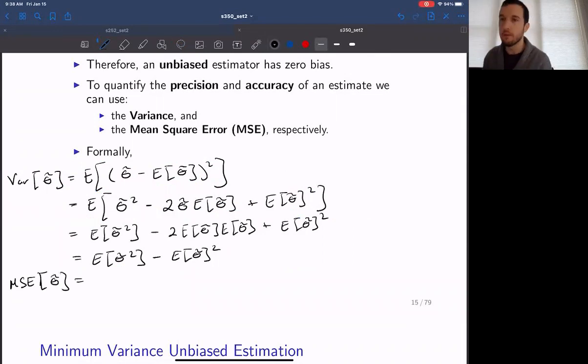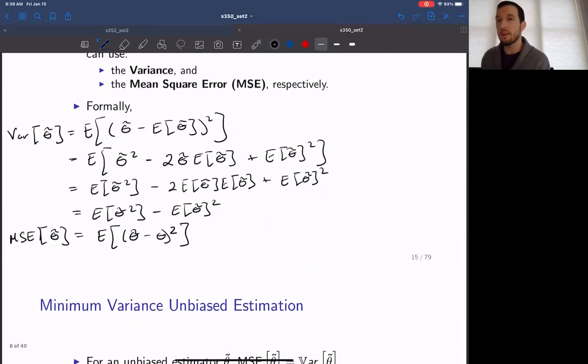All right, so the mean squared error of an estimate is defined as follows. So we have the expected value of theta tilde minus theta all squared. Okay. So you can see that this is actually very similar to the variance, except that we're not taking the square difference around the expected value of the estimator. We're taking the square difference around the true value that we are interested in estimating.